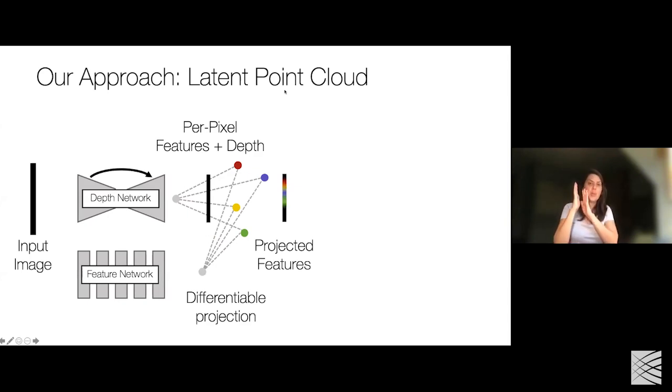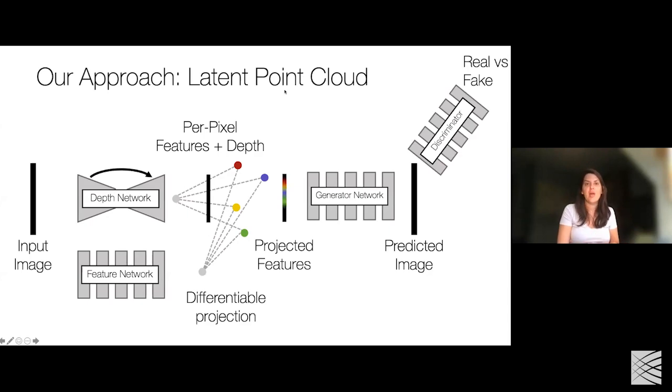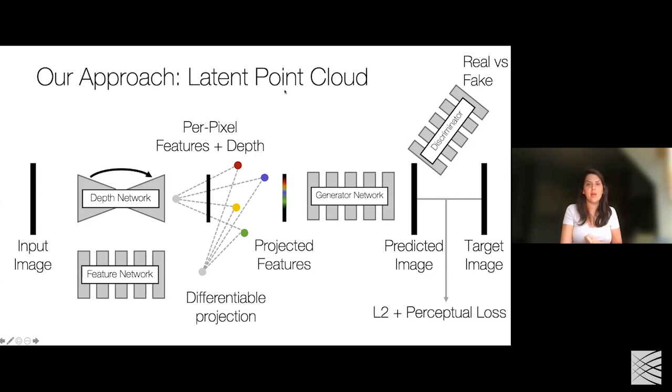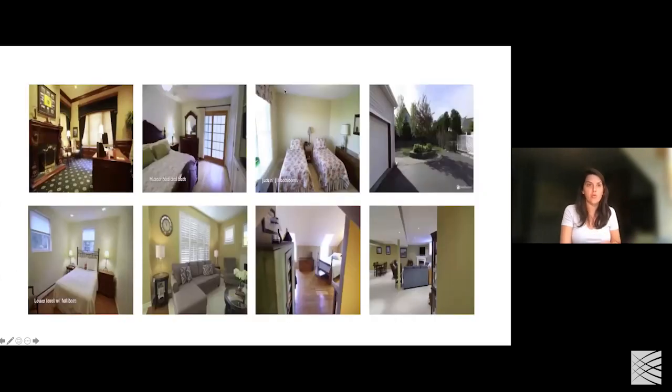From this, these projected image features will then go through a generator, a network that transforms features into RGB pixels. And of course, we're going to use a discriminator to force the images to look realistic. And we're going to compare this predicted image to the target image on the target viewpoint with a loss. And so this network does not use any 3D annotations for supervision. It only uses an image, a camera transform, and a target image.